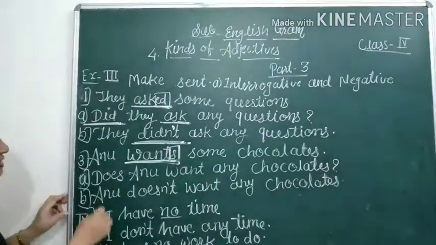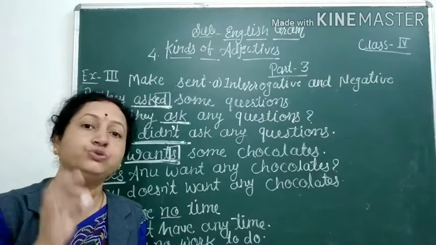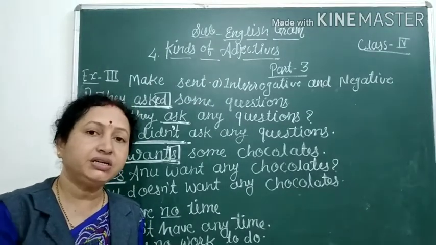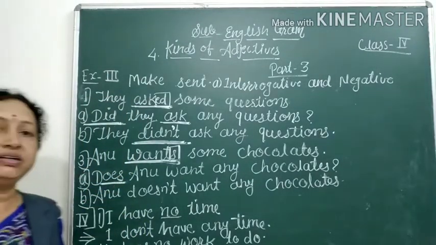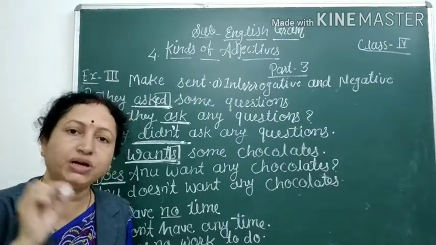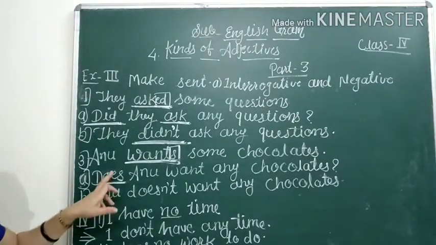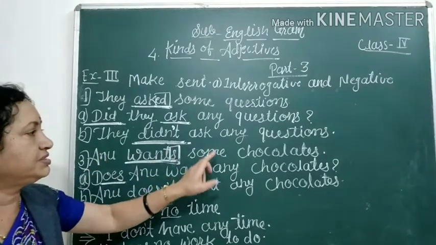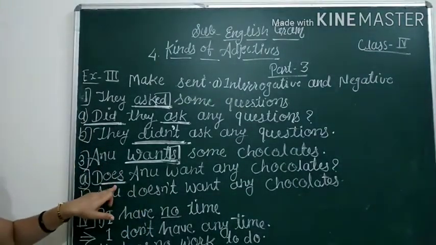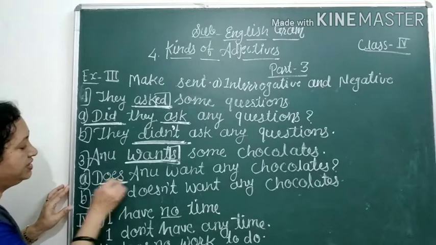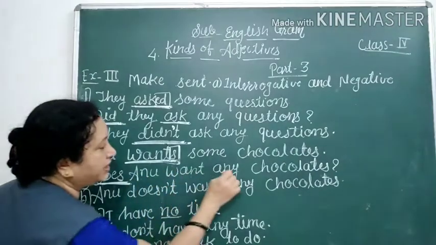And in present form, children, we are using does. Present form always uses do or does. If there is a singular number, you want to use does. And if in a sentence there is plural number, plural form, then we use do. If the sentence is "they want some chocolate," then "do they want some chocolate?" Here, children, we have to use does because here is present form. So, does Anu want any chocolate?